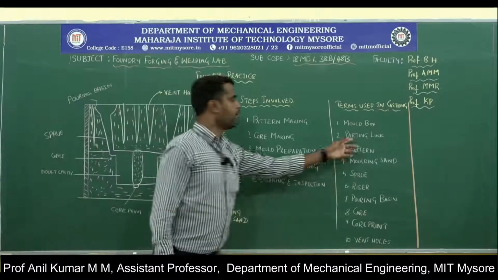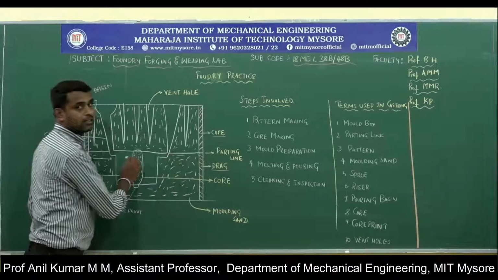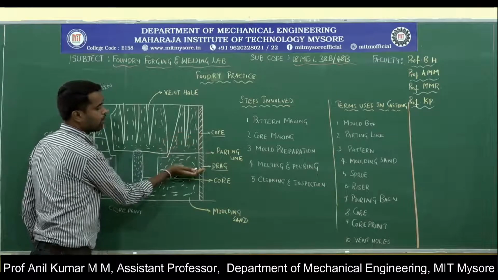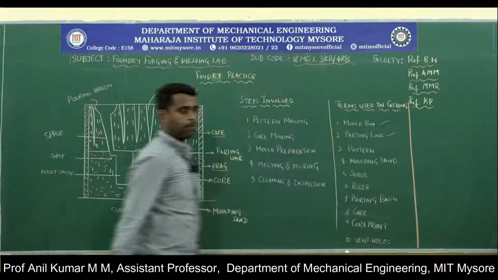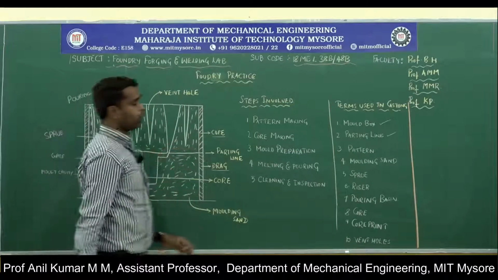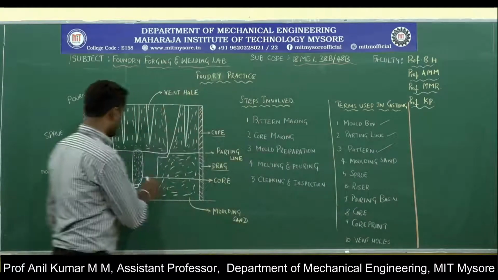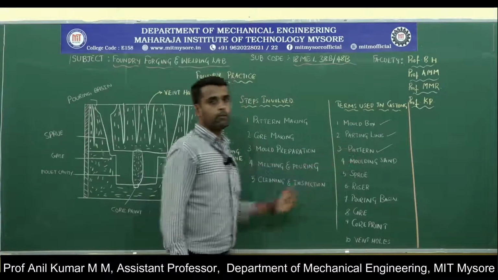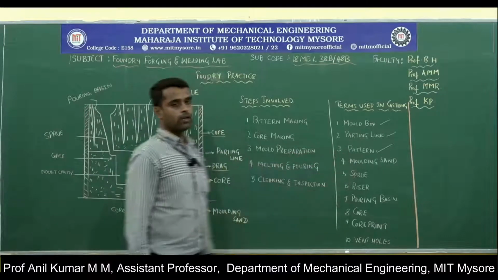Next, parting line. Parting line is the dividing line or center line. It is the dividing or separation line between the cope and the drag box. We call it the parting line. Next, pattern. I already told you that the pattern is the replica of an object to be cast. The pattern is used to prepare the mold.